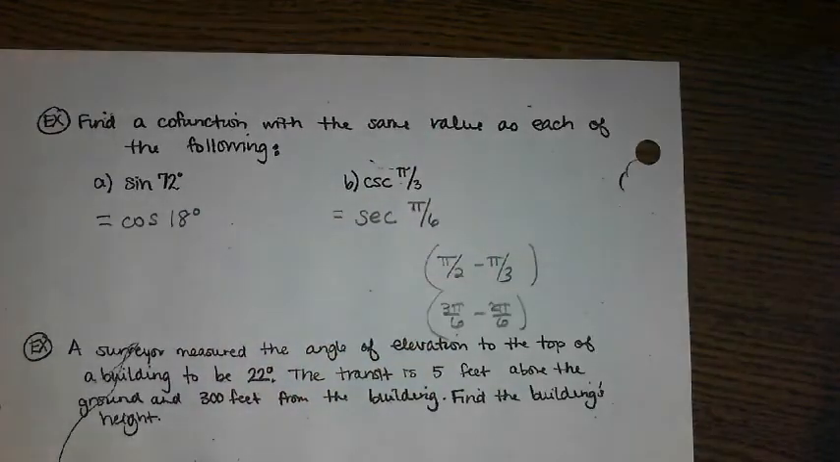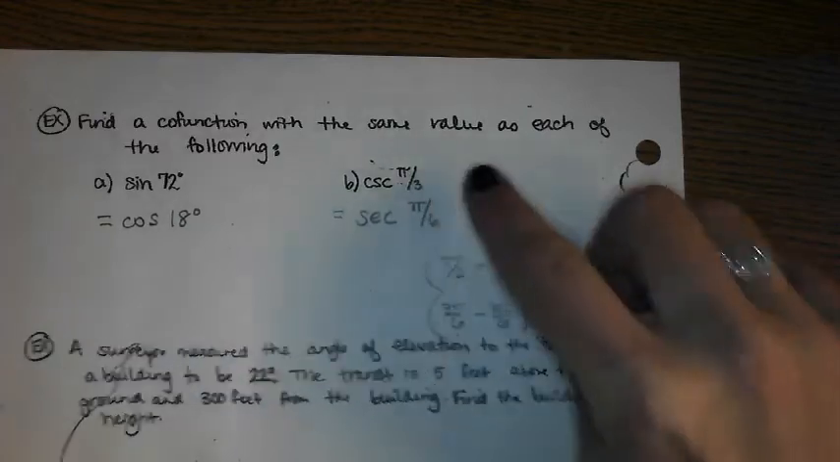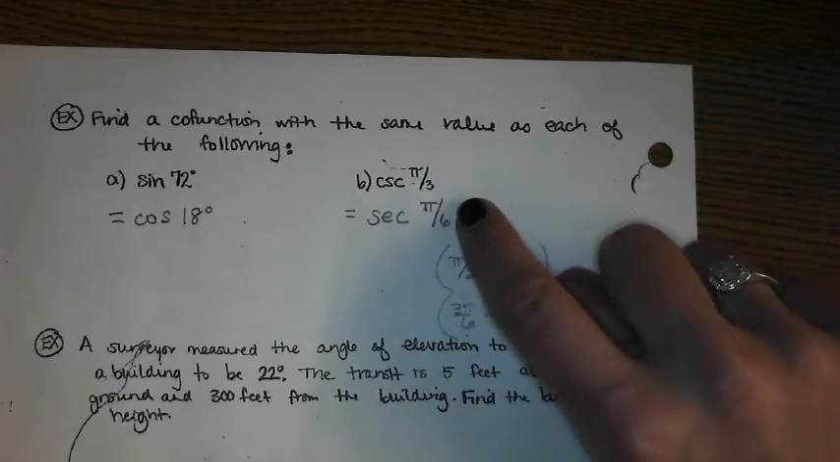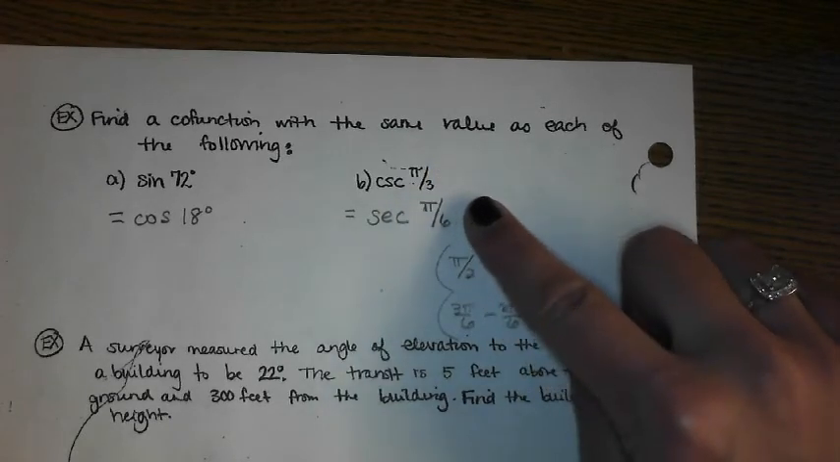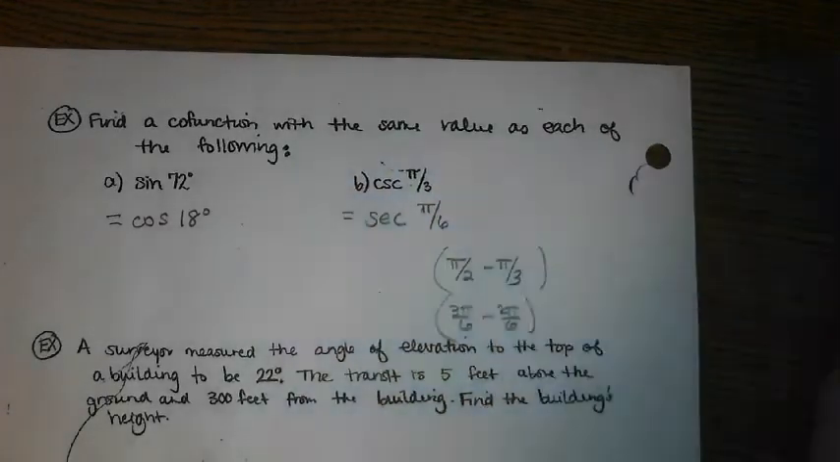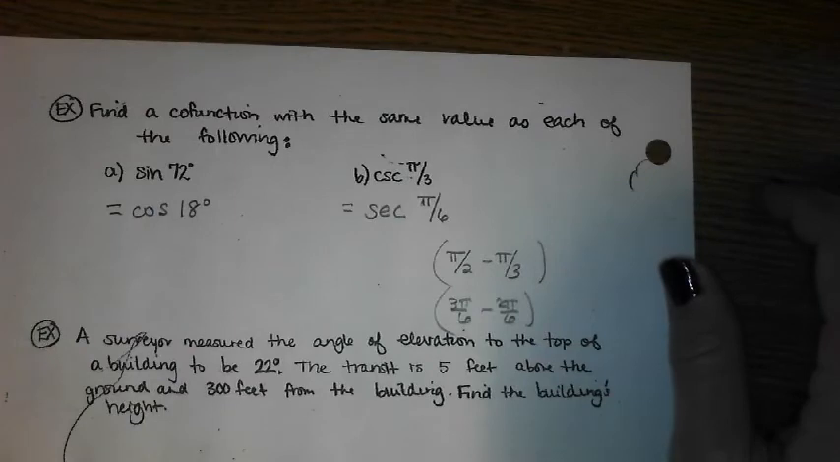Now, I don't encourage this, but just to make full sense of it, for those of you who like to change things to degrees, pi over 3 is a 60-degree angle, and pi over 6 is a 30-degree angle. So cosecant of 60 degrees equals secant of 30 degrees. Makes sense. Stephen?